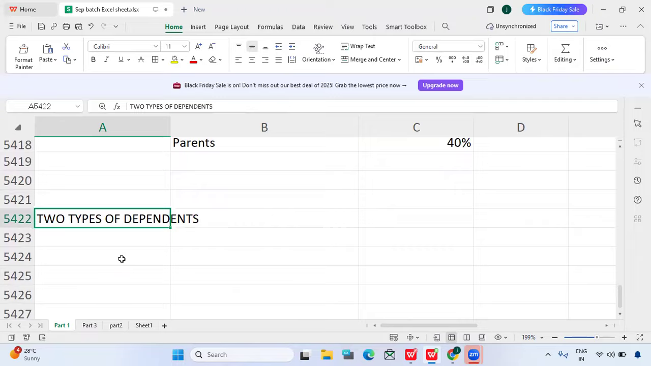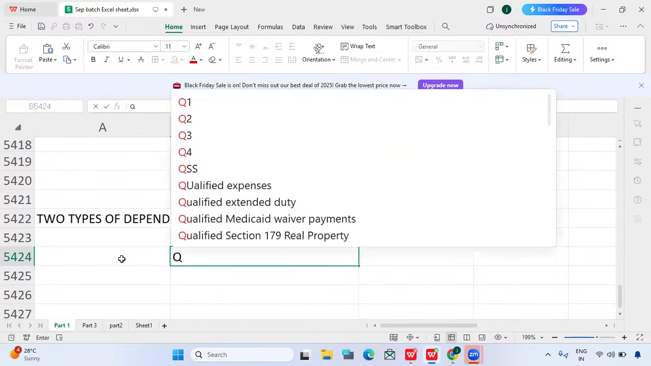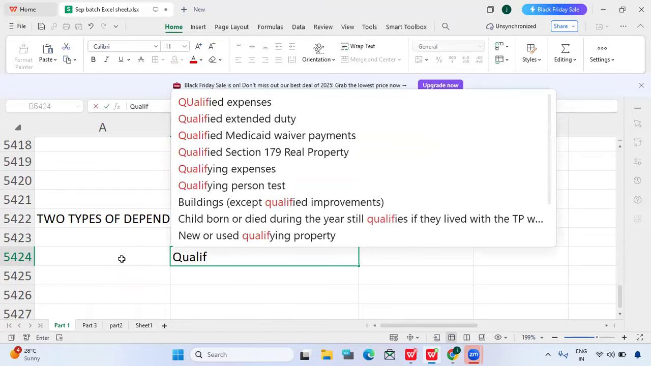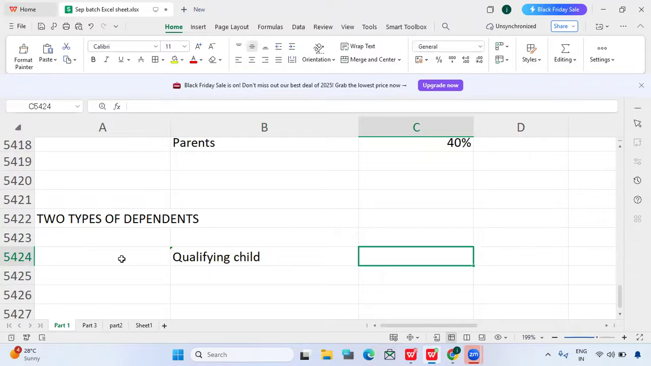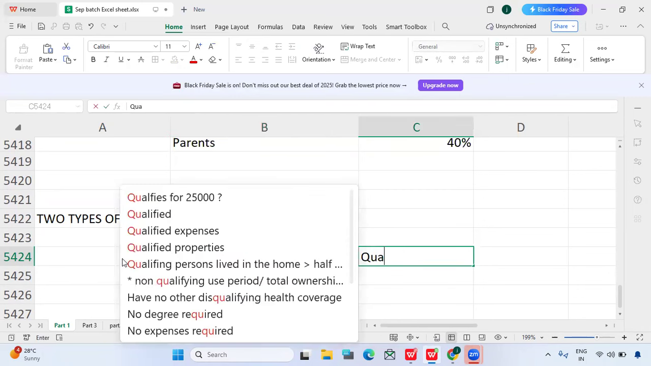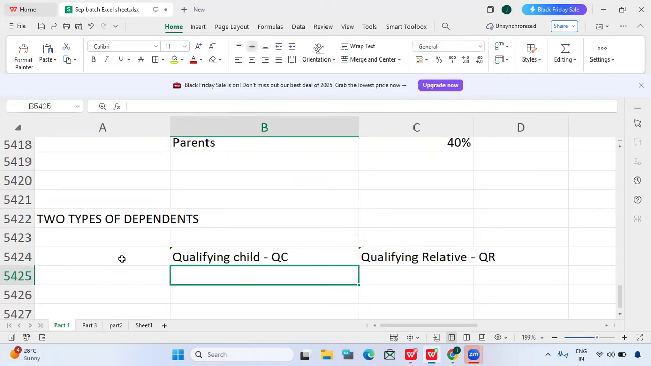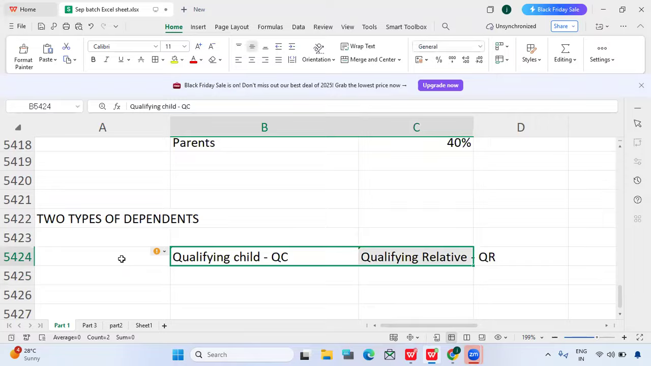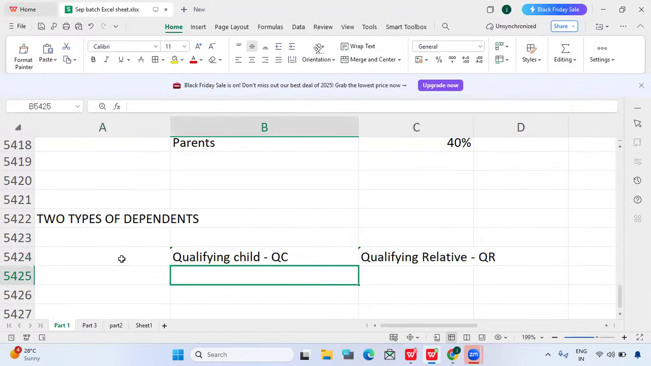Now, dependents we can classify into two. One is qualifying children, which we call QC, and another one is qualifying relative, which is QR. So definitely you can expect at least 2 to 3 questions from this unit. Very easy, very simple. We have some tricky parts, and I will tell you the tricky parts, what type of questions we can see.